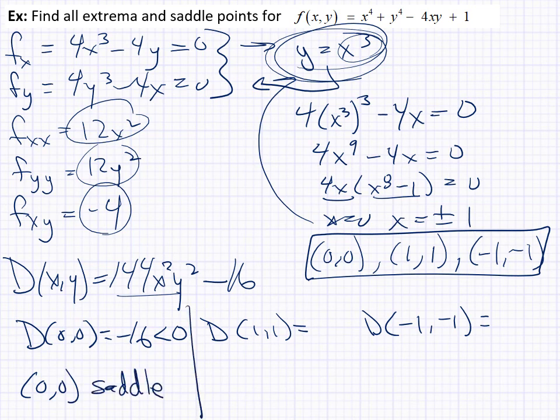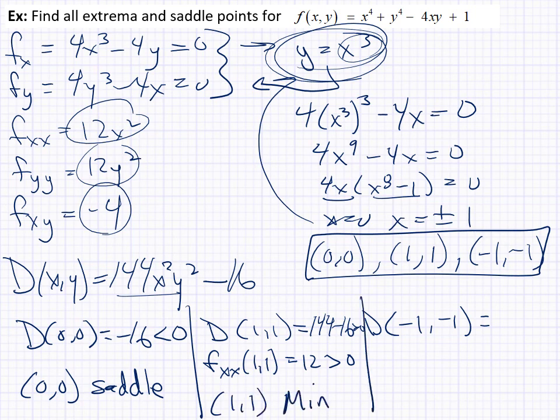All right, let's look at 1, 1. Plug 1, 1 in, you get 144 minus 16. That's clearly positive. So now I do have to look at fxx. So what am I going to get here? I'm going to get 12, which is also positive. So that tells me that 1, 1 is a minimum. All right, so that one's done.